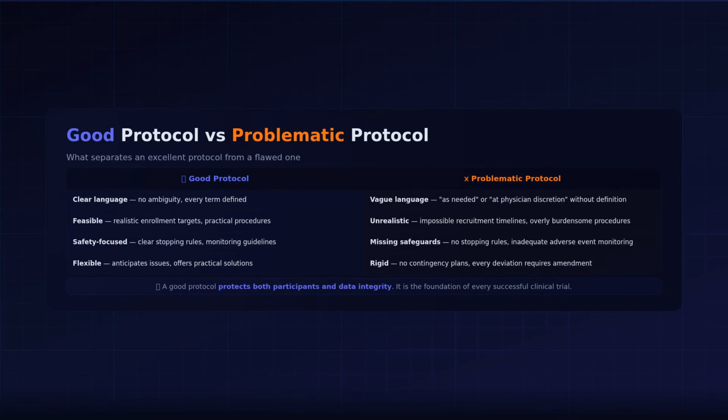What makes a good protocol? Clarity. A well-written protocol leaves no room for interpretation. Feasibility. It considers real-world site capabilities and patient availability. Safety. It includes appropriate monitoring and stopping rules. Flexibility. It anticipates potential issues and includes practical solutions. A problematic protocol has vague language, unrealistic enrollment timelines, burdensome procedures for participants, or missing safety monitoring. A good protocol protects both participants and data integrity.